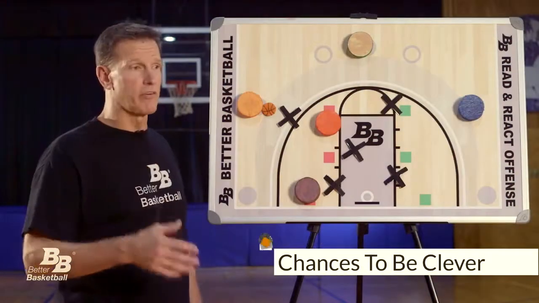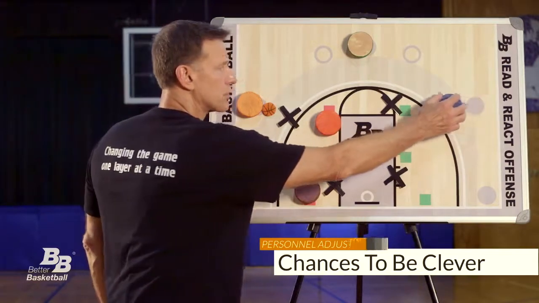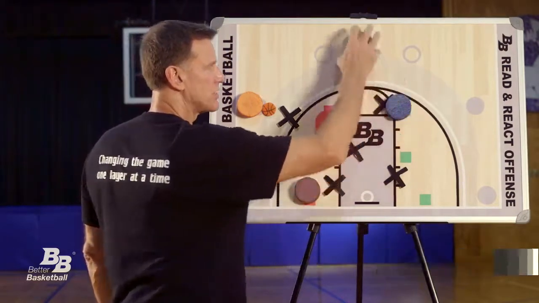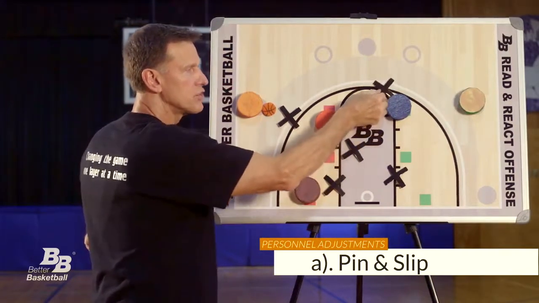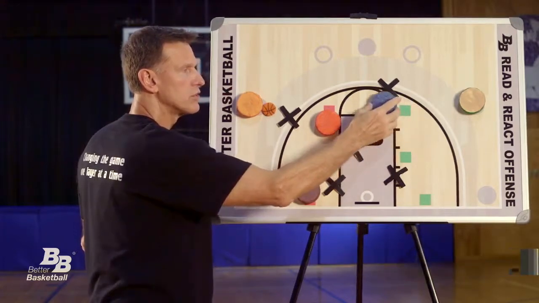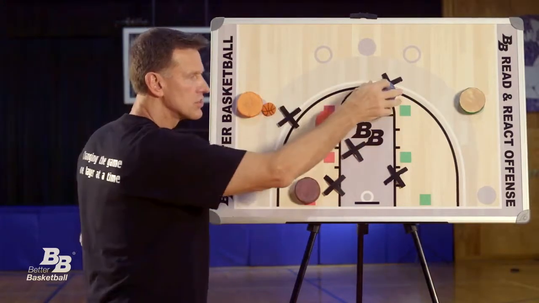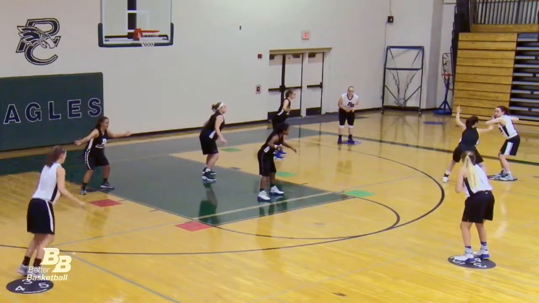Another way to be clever is to pin and slip. You're setting a pin screen, in this case a cross key pin screen, and this defender is cheating ahead of time and cheating over the top. Then switch your pin to a seal and slip to the nail.